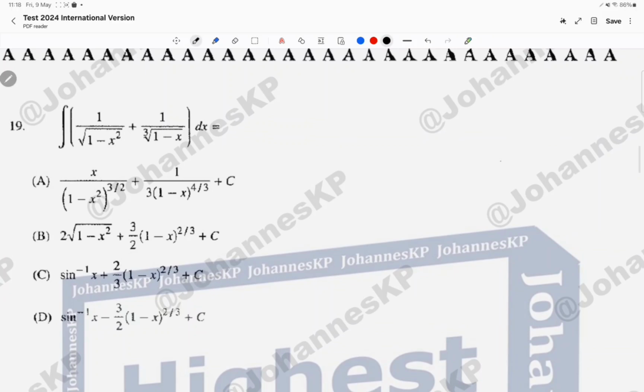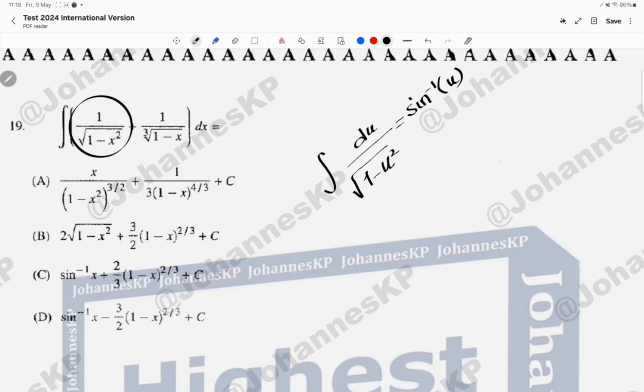Question 19. Do you know how to get the inverse of sine upon integration? Or you have not learned that yet? Okay. So look, if you have du over the root of 1 minus u squared, and you integrate that, you get inverse sine of u. So this one here will give us the inverse sine of x, basically. So it's not A and it's not B.